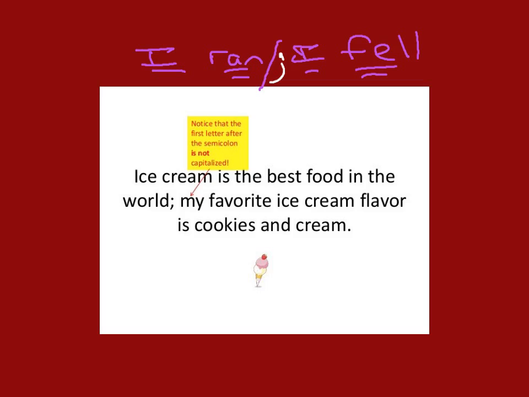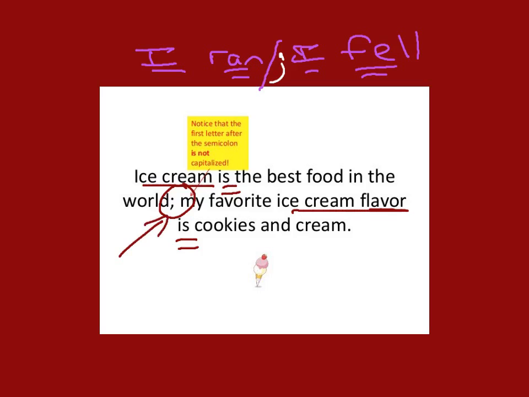So looking at this together, if you'll look at this with me, ice cream is the best food in the world. My favorite ice cream flavor is cookies and cream. It's not true at all. My favorite ice cream is vanilla. Okay, so looking at this, you have two complete sentences. The first sentence is ice cream is the best food in the world. And the second sentence, the subject is my favorite ice cream flavor. It's actually flavor, is. So here you have two subjects and verbs. And there you go. You have the magnificent semicolon separating the two sentences.